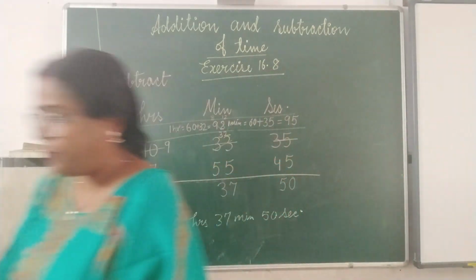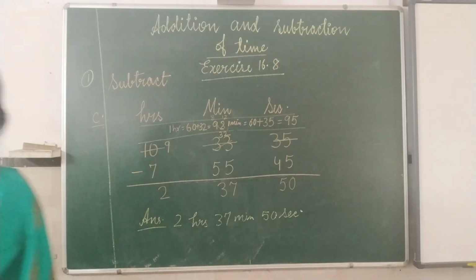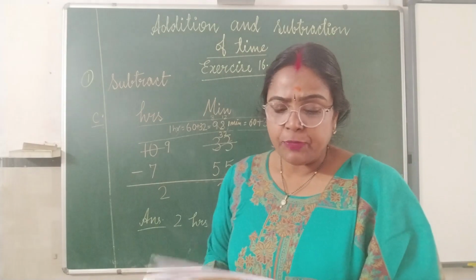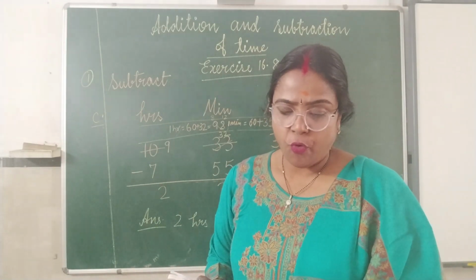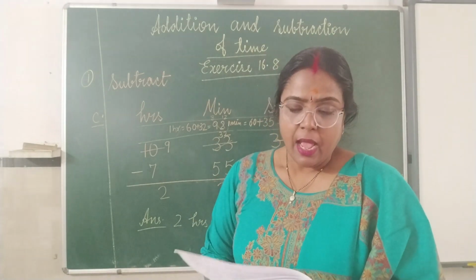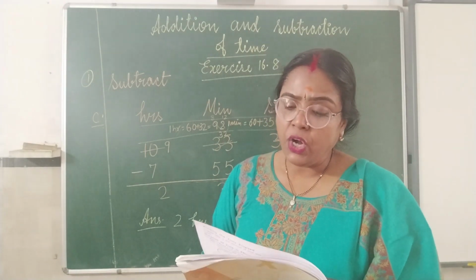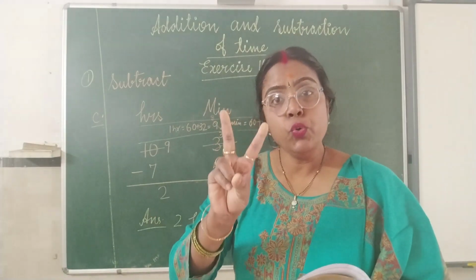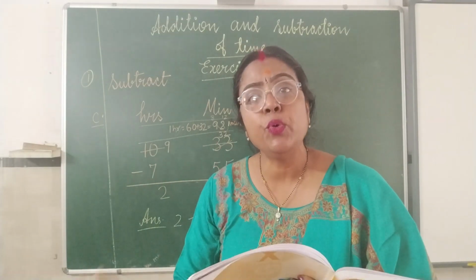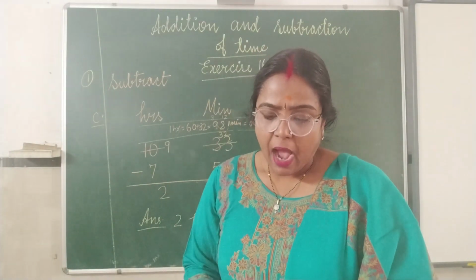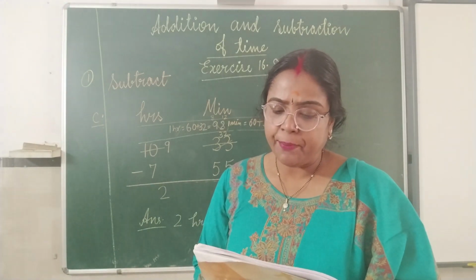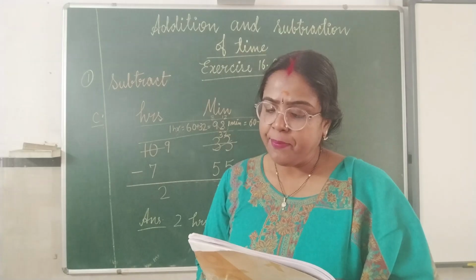I will explain the word problems verbally, because in the PDF I have explained and solved the questions. So Riya spent 1 hour 30 minutes to complete her homework. She spent 2 hours 45 minutes to complete her project. How much time did she spend altogether in both the activities? 2 activities altogether means we are combining. If we are combining, it means we have to add. Clear?